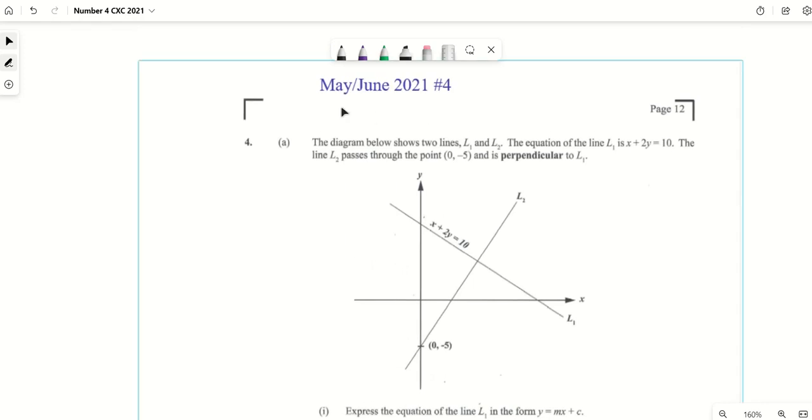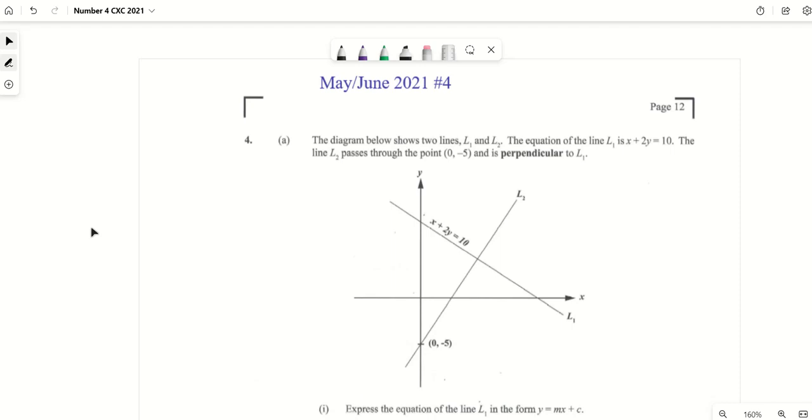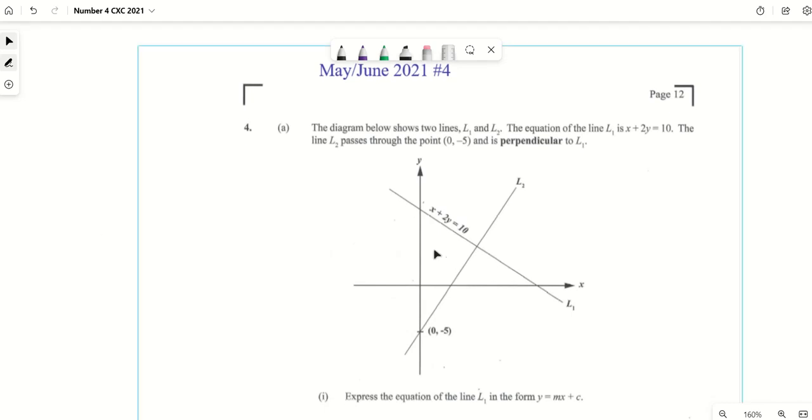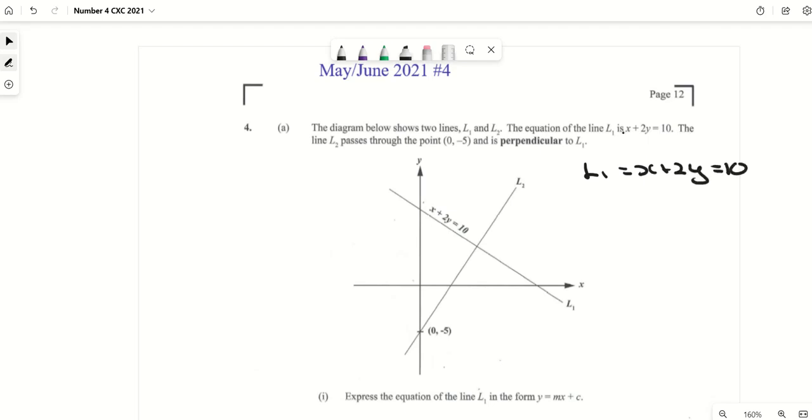We're going to do May, June 2021, number 4, the solutions for it. In this question, it says the diagram below shows L1 and L2. The equation of L1 is, let's write this down, L1 is x plus 2y is equal to 10. The line L2 passes through the point (0, minus 5) and is perpendicular to L1.